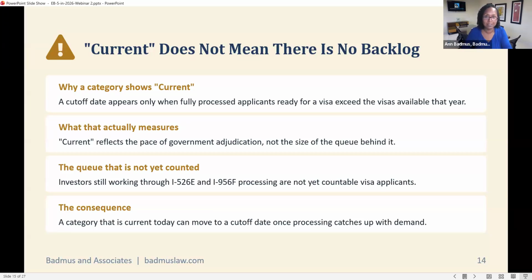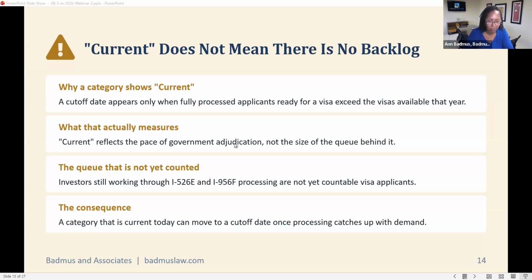Because if you've looked at the Visa Bulletin, you will know that sometimes it goes forward, sometimes it stays still, sometimes it goes backwards. So it's pretty unpredictable, because it really is based on looking at how quickly the government is making approvals of immigrant visas or green cards. The queue that is not really considered is that every investor is still going through the I-526E process, and every investor whose project is still waiting. So we have those people who are still in the queue being processed. They haven't gotten to the approval stage, but they're in the pipeline. But that's not counted in the Visa Bulletin.